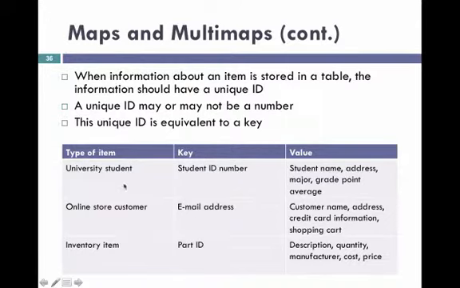And here are some examples. If we have university students, then the key could be the student ID number. And here are the values that could be associated with it: the student's name, address, major, etc. In an online store, email addresses might be the unique key that identify customers. In an inventory, we could have part IDs that would be unique to each part.